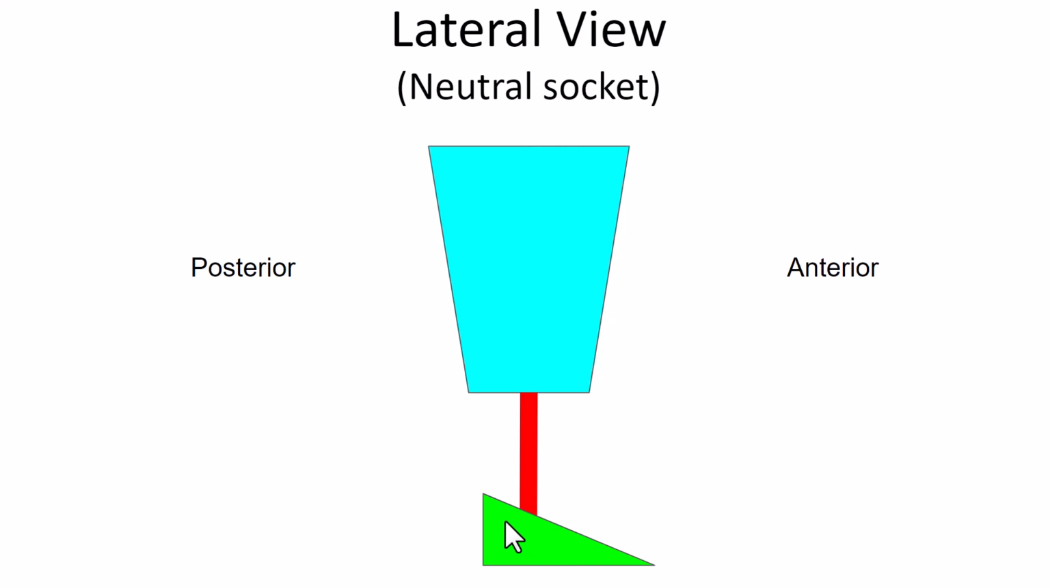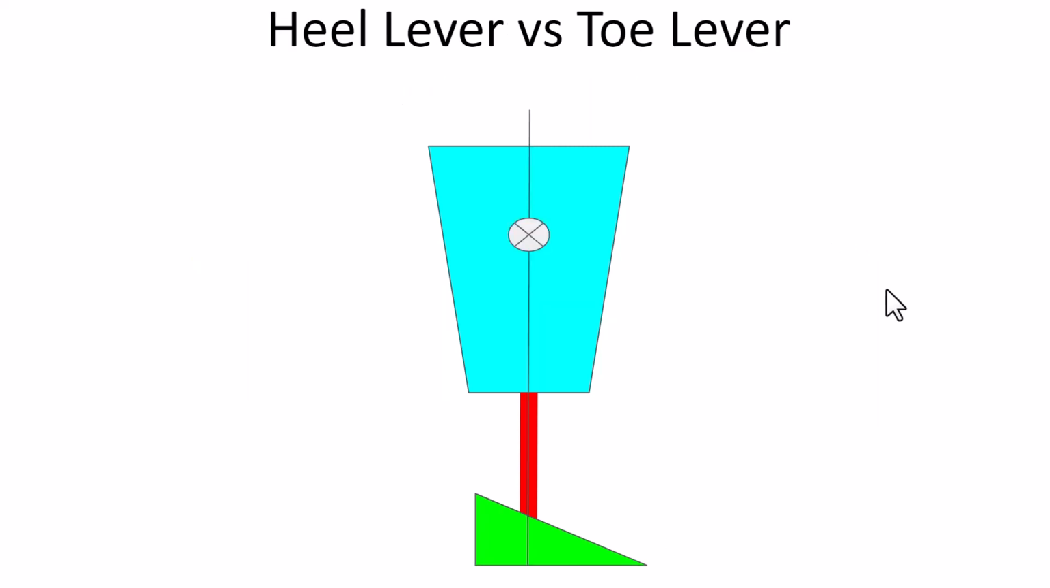Throughout the rest of the slide presentation, we're going to do various things with the socket and talk about how it's going to affect both the stability and mobility of the patient. From here, you can see this is the heel of the foot, hence I've labeled this side posterior, and this is the toe of the prosthetic foot, so this is the anterior, anterior to the patient. Heel lever versus toe lever is going to be really important for understanding how these different changes are going to affect both stability and mobility for the prosthetic patient.